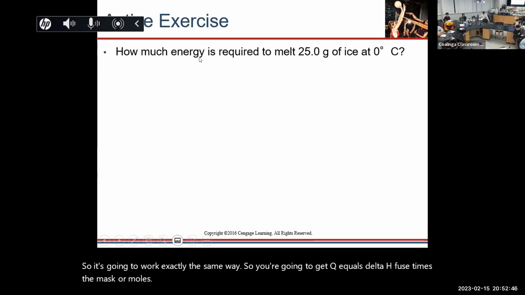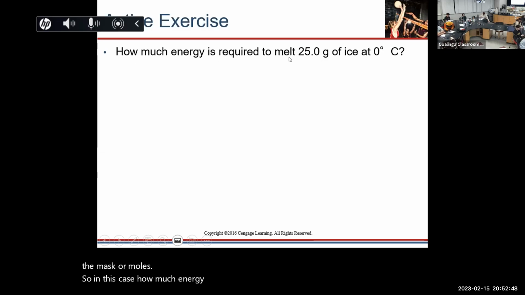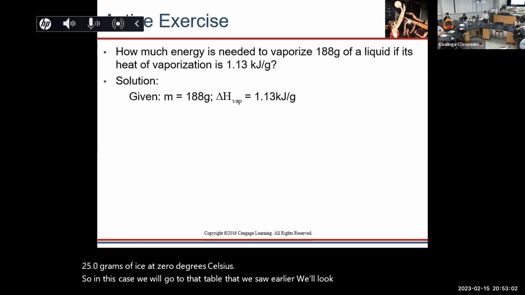So in this case, how much energy is required to melt 25.0 grams of ice at 0 degrees Celsius? Okay. So in this case, we'll go to that table that we saw earlier. We'll look for water.